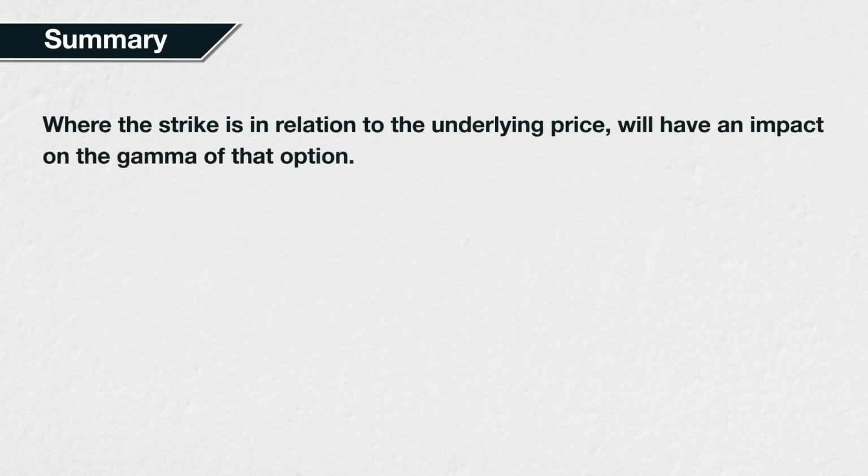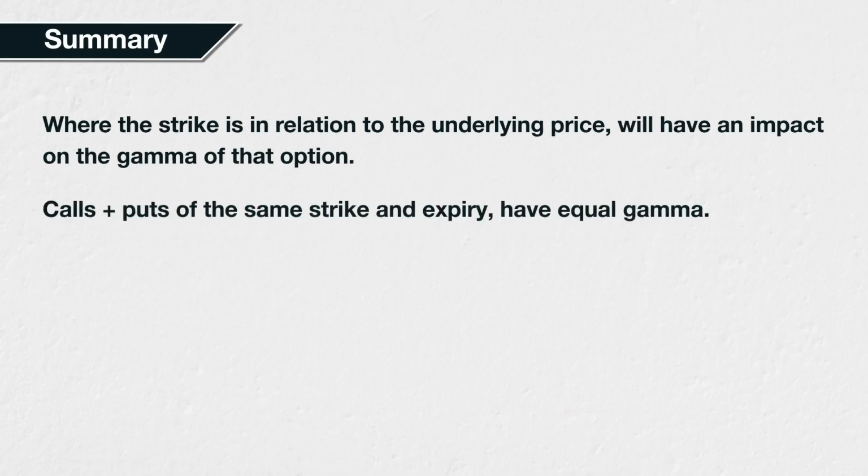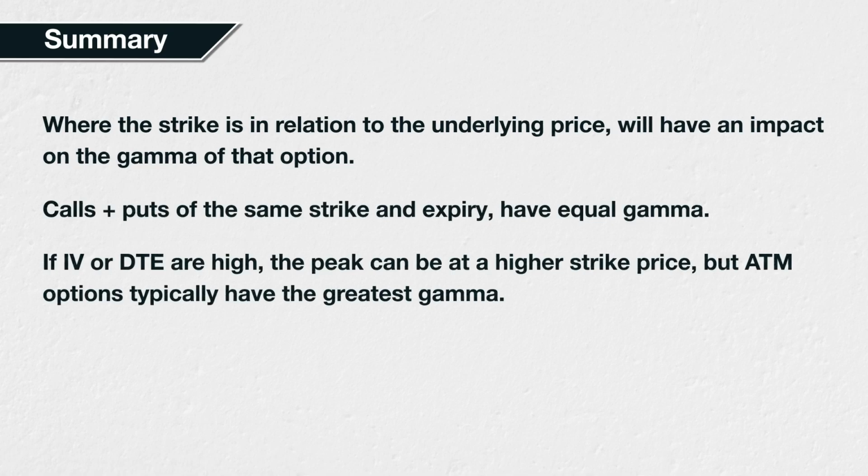In summary, where the strike price of an option is in relation to the underlying price will have an impact on the gamma of that option. Calls and puts of the same strike price and expiration date share the same gamma figure. Though the peak gamma can be at strike prices higher than the underlying price if implied volatility or days to expiry are much higher, at-the-money options typically have the greatest gamma. Gamma then decreases in both directions as we move further away from the underlying price.